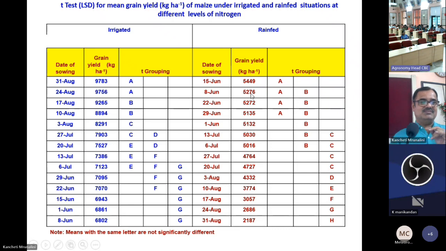And in rainfed conditions, from 15th June up to 29th June, on-par yields are there. Farmers should not go at this level because in all years they may not get the 15th June onset. If onset is there, that is the right time to take up the rainfed crop. But they can go up to 29th June also. There will not be any significant reduction in the grain yield of maize.